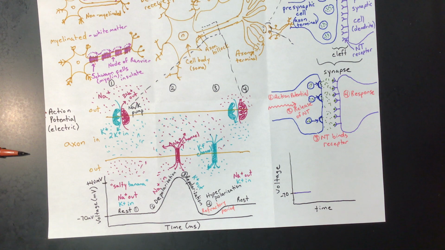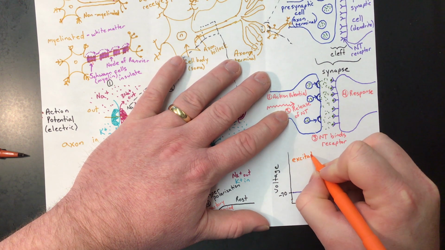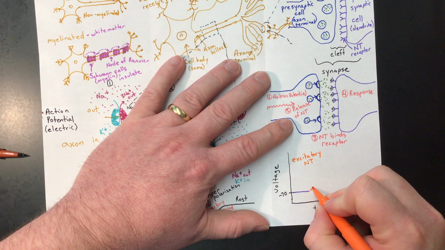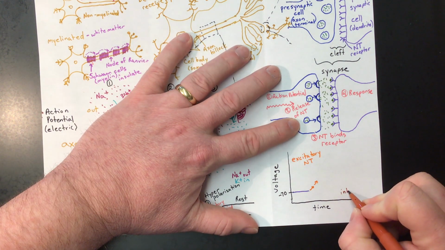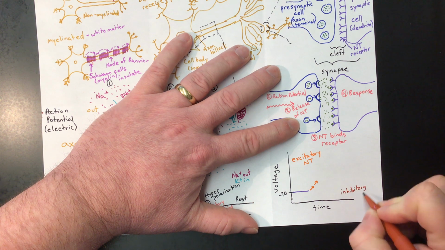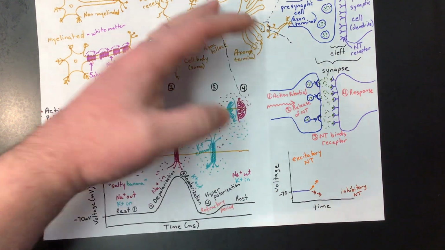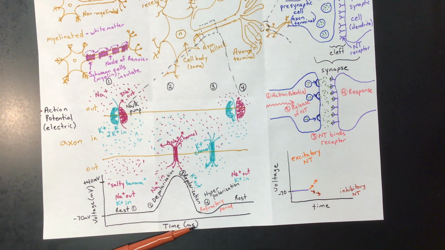Now, those signals can be a little bit different. One possibility is an excitatory neurotransmitter, and that will send the voltage going up. Another thing that could happen could be an inhibitory neurotransmitter. And an inhibitory neurotransmitter would send the voltage going down the other way. And what ends up happening is a neuron can be receiving kind of both.